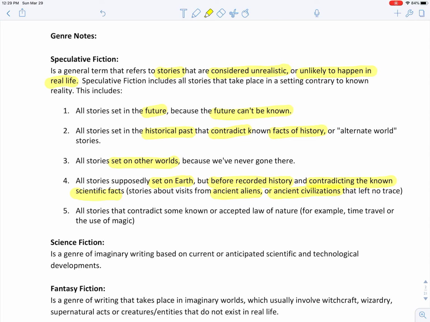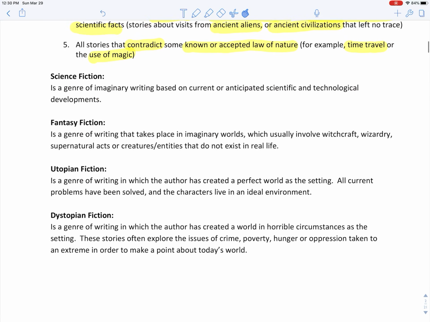All stories that contradict or go against some known or accepted law of nature. So stories that deal with the use of magic, like your Harry Potter stories. Stories that deal with time travel. Yes, I know time travel theoretically can happen, but hasn't happened yet, and it's not something our scientists have been able to figure out for practical use. So, as far as we're concerned right now, it would still fall under speculative fiction.